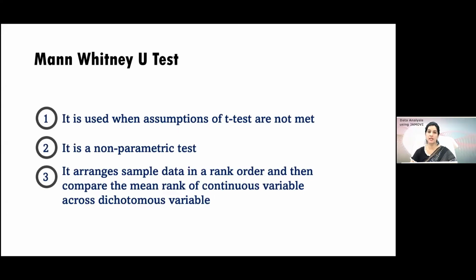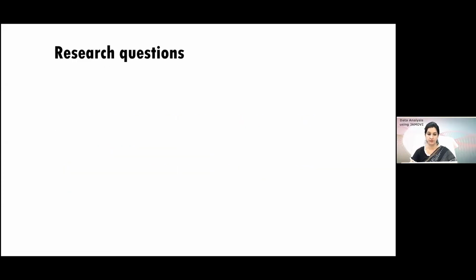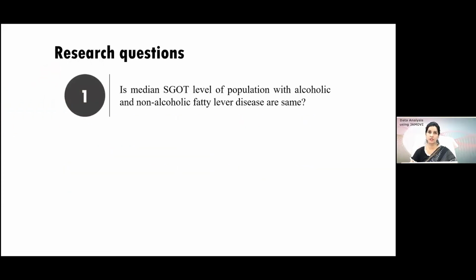So it arranges the sample data, and then we have to see the mean rank. The option of mean rank is not there in jamovi, so you have to compare the median and interquartile range. So the research question could be again the same.